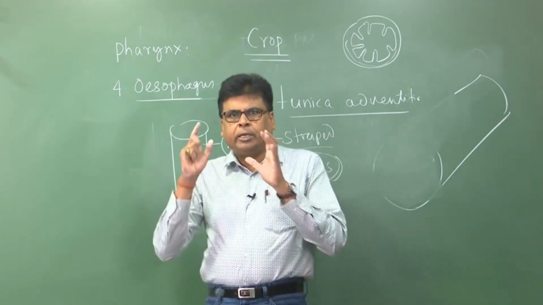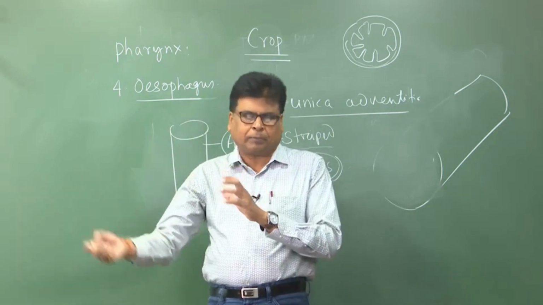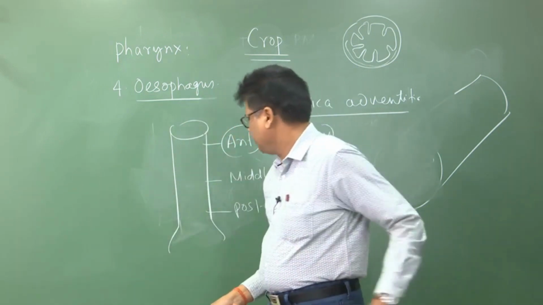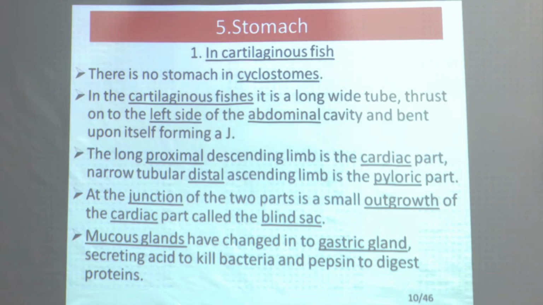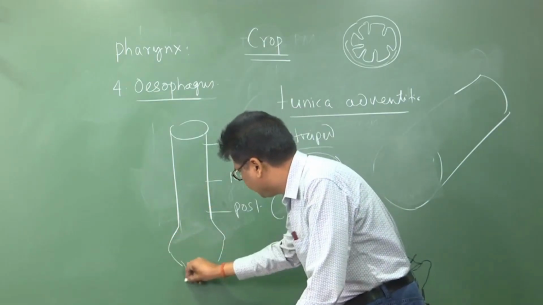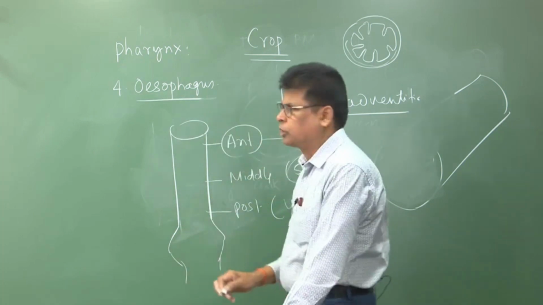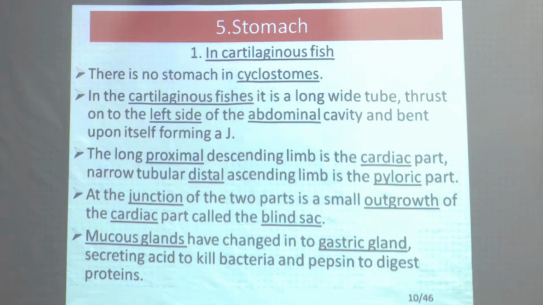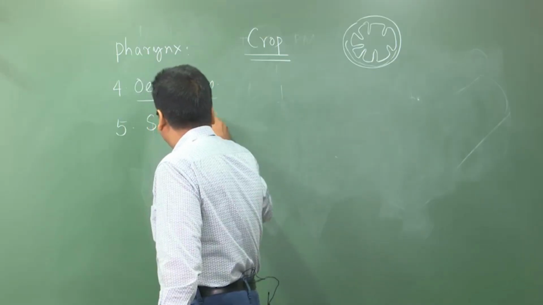Immediately the oesophagus continues into the next part of the alimentary canal, the most important part. For example, this is the oesophagus, and where it ends, it continues into a large bag-like structure known as the stomach. The stomach is the most important part of the alimentary canal, because on one hand it stores the food material, and on the other hand a part of the food material is also digested in the stomach. So, this is the stomach.